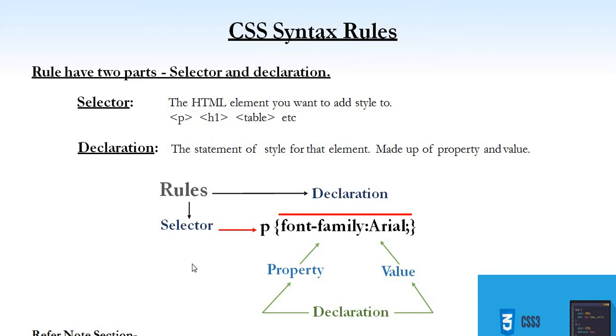So here is the declaration part of the CSS tag, and here is the selector part. Just remember, only the name of the tag is the selector, and the declaration part includes the property and the value followed by a colon.